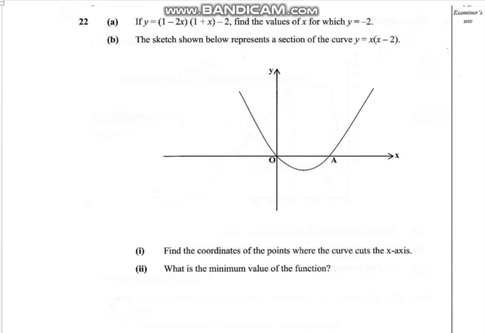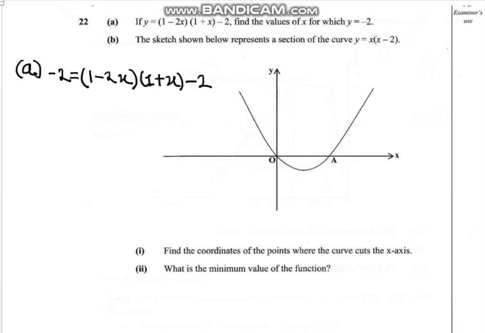22a. For 22a, this question is just a matter of substituting, because they've given that y is equal to negative 2. So where there's y, we are going to put negative 2. I'll start with substituting negative 2 for y. So this is going to go like this: negative 2 is equal to (1 minus 2x)(1 plus x) minus 2.